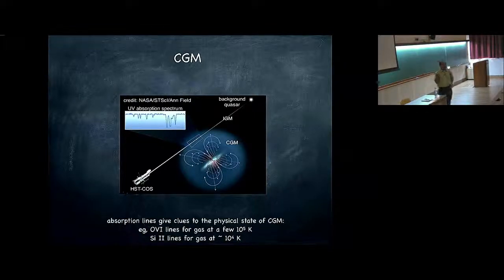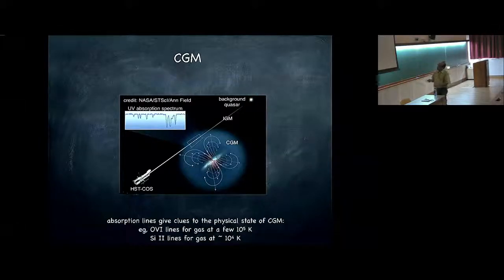So usually one interprets them in terms of uniform absorbers. But then there are also problems that some lines are excited by collisional ionization, some by photoionization, etc. So all these uncertainties make the estimates of how much gas in different temperature bins there is in the CGM very uncertain. So that's something to look forward to in the next decade, I suppose.